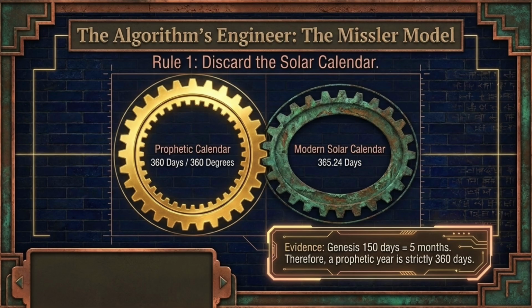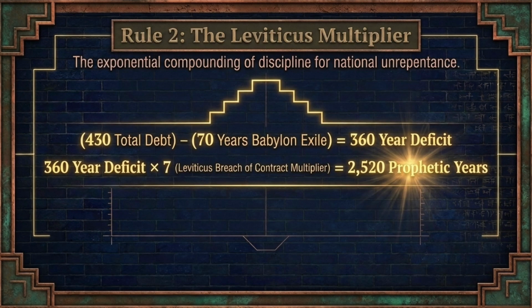Okay, so rule 1 is locked in. We must use a 360-day year. Now, let's explore rule 2, which is the Leviticus multiplier. Here's where it gets really interesting, because this is where the math gets exponential.